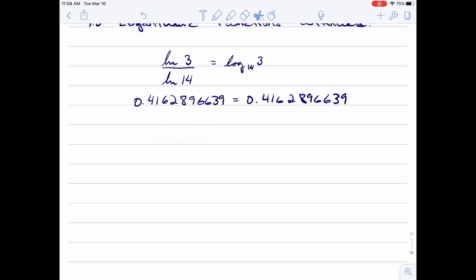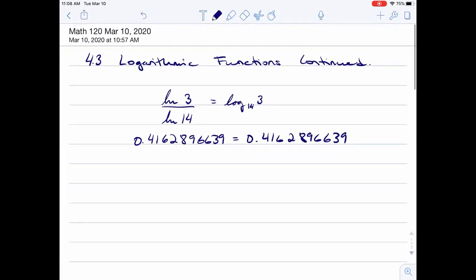Good. Hey. There's no new handouts or anything, don't worry. Yeah. We're just going to keep working on section 4.3.